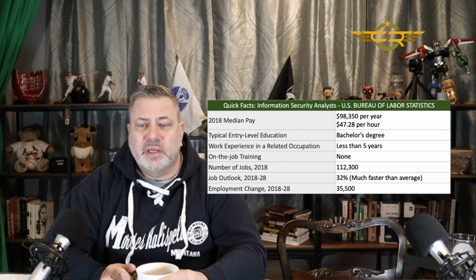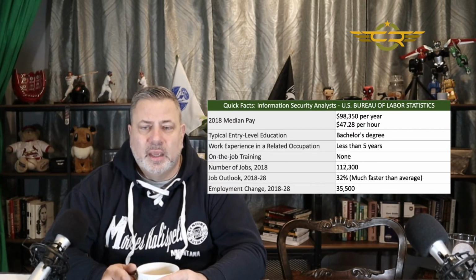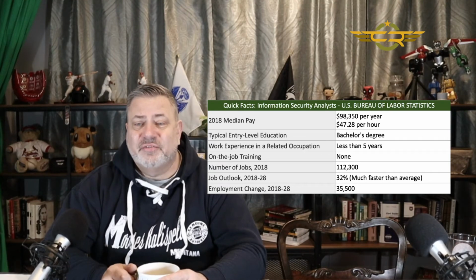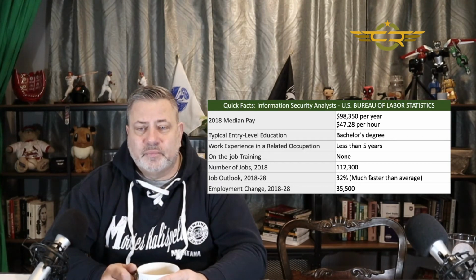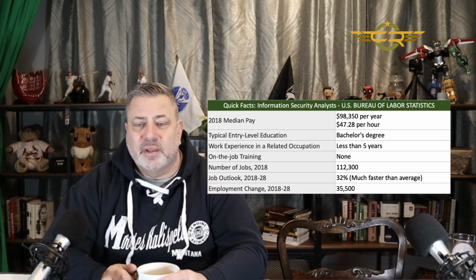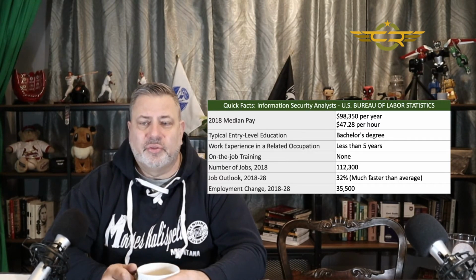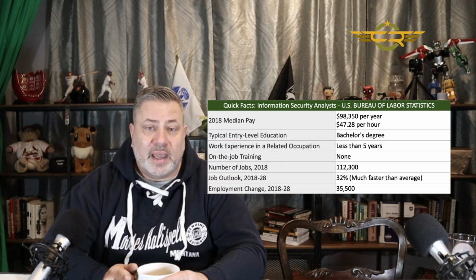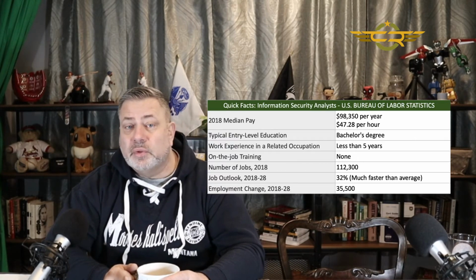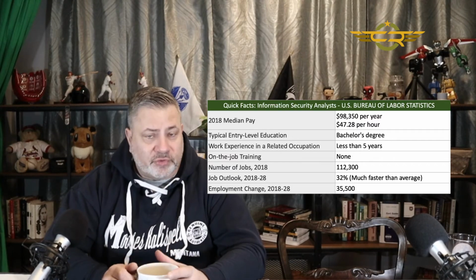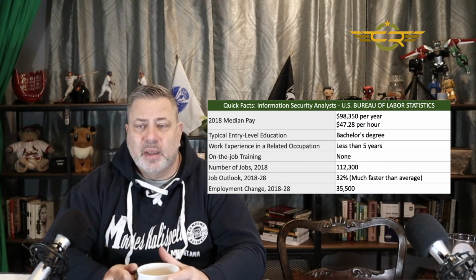Number of jobs in 2018, it was 112,300. Between 2018 and 2028, looks like this job will grow about 32%, which according to the Bureau of Labor and Statistics is faster than average. The employment change between that same time period, an additional 35,500 jobs will be added. Some things I don't necessarily agree with. I know these are pure statistics from the Bureau of Labor.